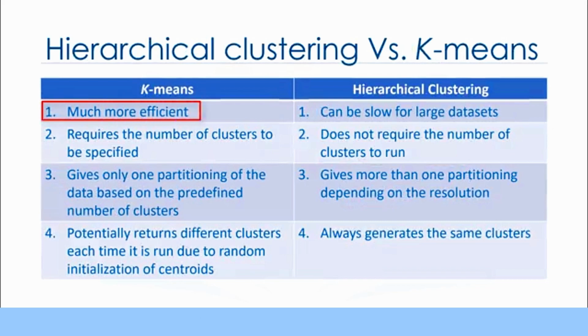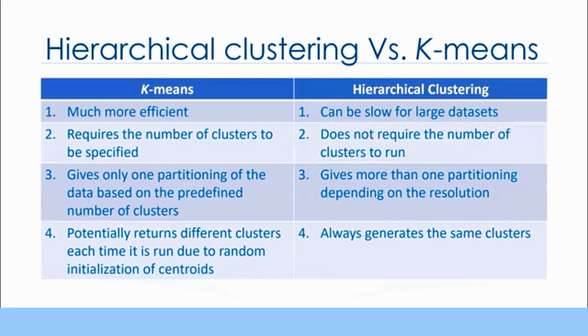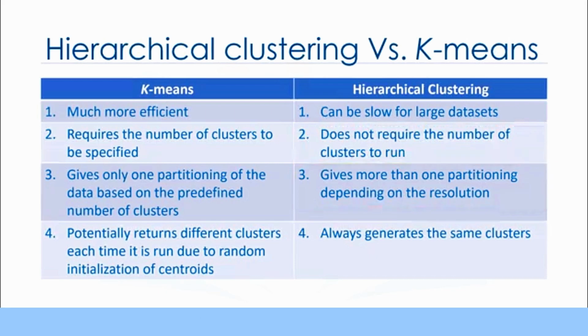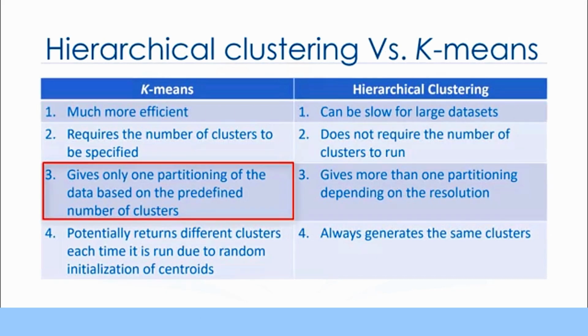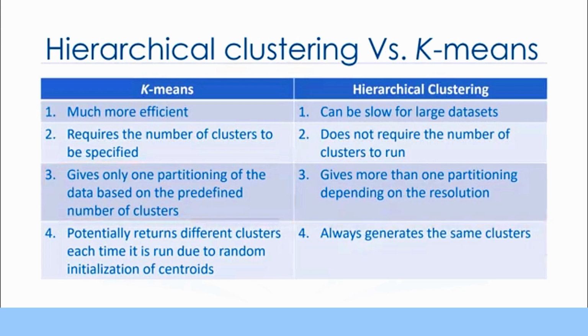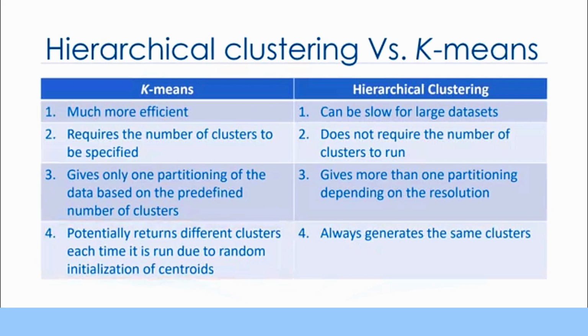Now, let's compare hierarchical clustering with k-means. K-means is more efficient for large data sets. In contrast to k-means, hierarchical clustering does not require the number of clusters to be specified. Hierarchical clustering gives more than one partitioning depending on the resolution, whereas k-means gives only one partitioning of the data. Hierarchical clustering always generates the same clusters, in contrast with k-means that returns different clusters each time it is run due to random initialization of centroids.